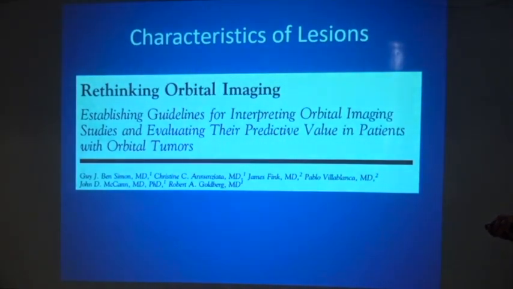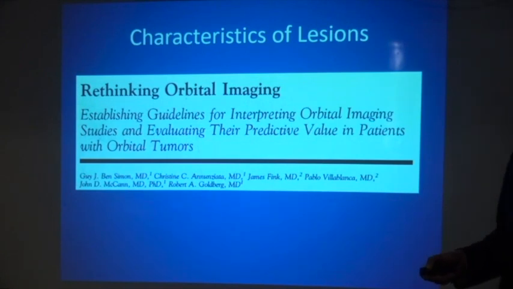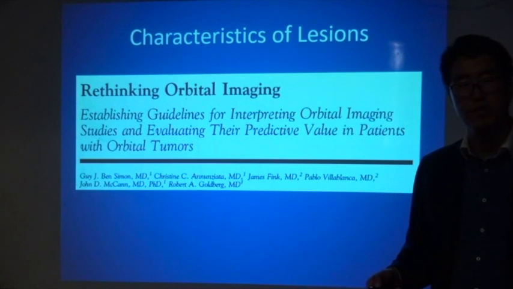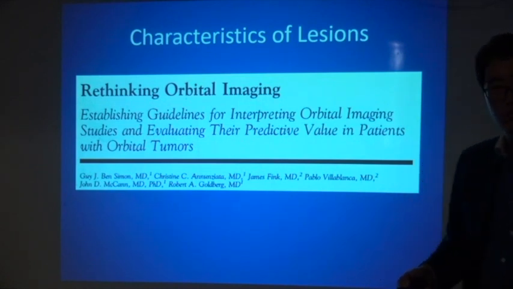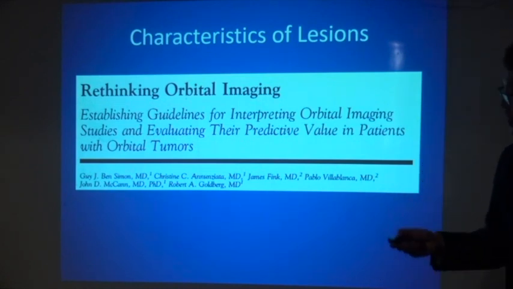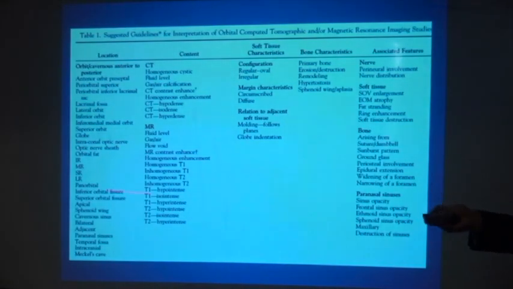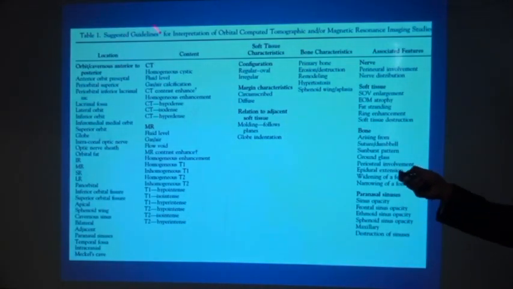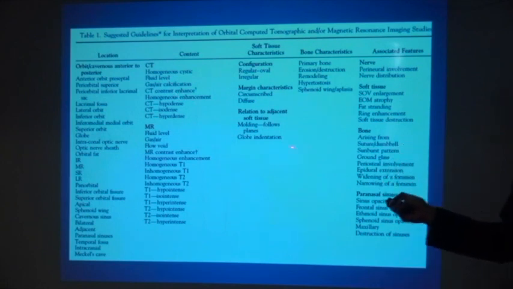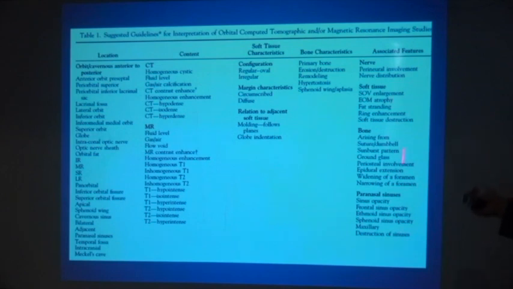So there's a paper that was published about 10 years ago about maybe we should rethink orbital imaging. We should rethink how we do this. And so they, in this large group, took all their orbital tumors over a 20-year period. And then they looked at the imaging characteristics of that. And this is what they came up with: location, content, the soft tissue characteristics, the bone characteristics, and their associated features.